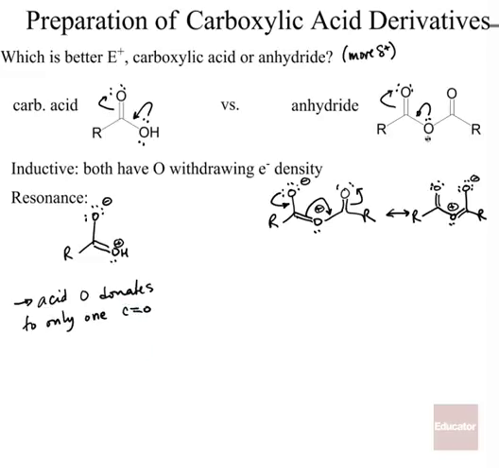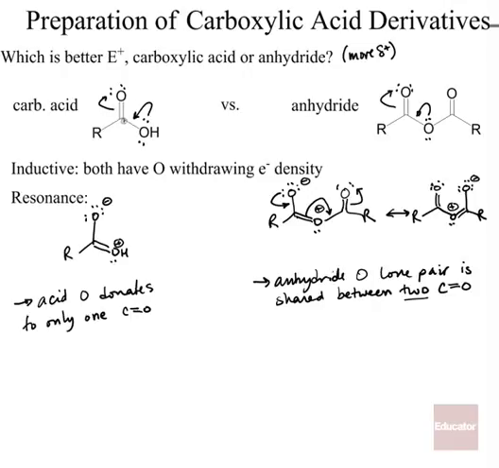What is this oxygen doing? It's spending its time delocalizing its lone pair to both carbonyls. The anhydride oxygen lone pair is shared between two oxygens. Between two carbonyls and onto two oxygens. Okay, so what does that do to being more electron rich, more electron deficient?